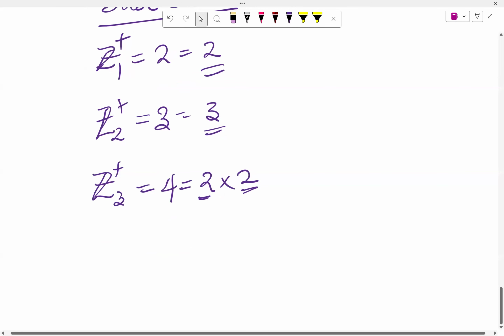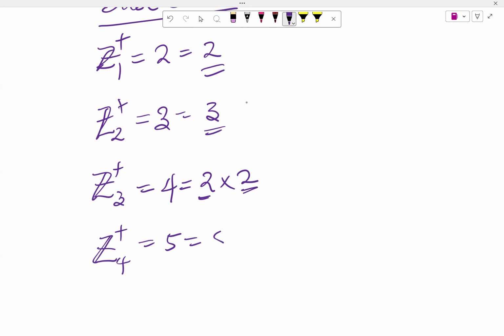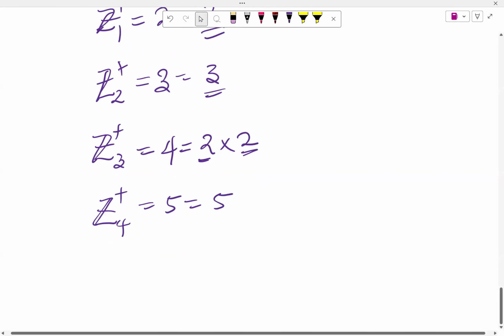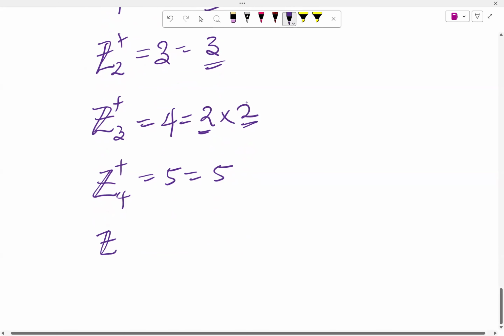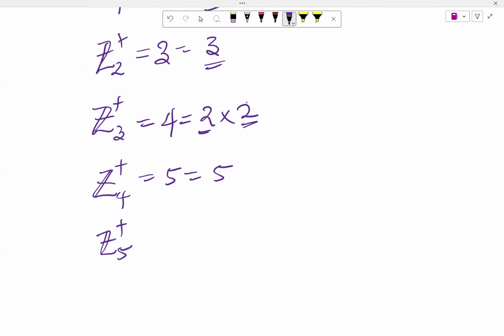In fact, let me keep stretching it. This is not necessary, but I'm just going all the way. So z4 plus would be 5, and 5 is simply a prime number. So that's all we have. Let me even go further and talk about z5 plus, the next positive integer, which is 6, and it's simply 2 multiplied by 3. So 2 is like your P1, and 3 is like your P2. Those are your prime numbers.